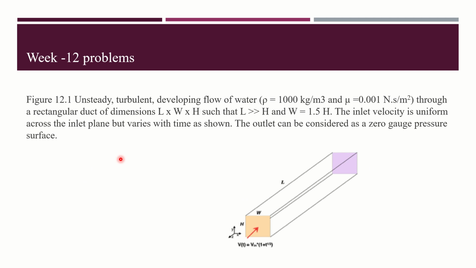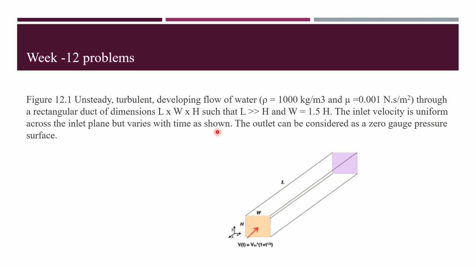First there is a case, and here is one figure. Figure 12.1 is an unsteady turbulent developing flow of water with density 1000 kg per meter cube and viscosity 0.001 Newton second per meter square through a rectangular duct of dimension L x W x H, such that L is larger than height and W is equal to 1.5 times the height. The inlet velocity is uniform across the inlet plane but varies with time as shown. The outlet can be considered as a zero gauge pressure surface.